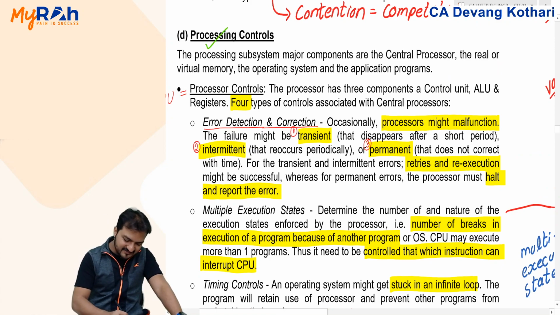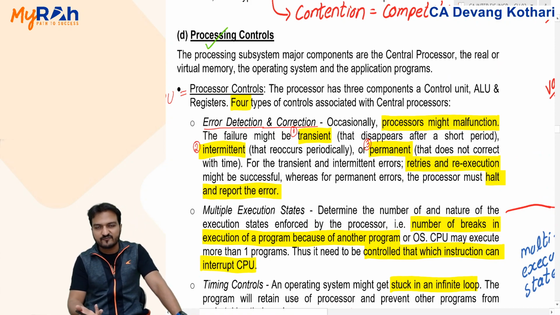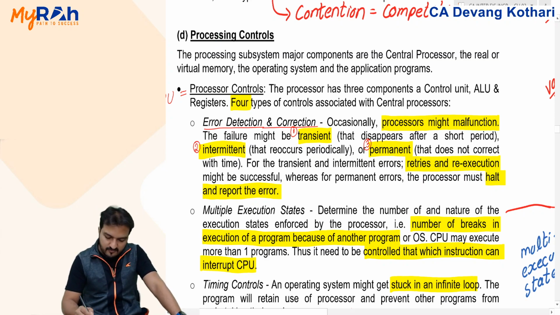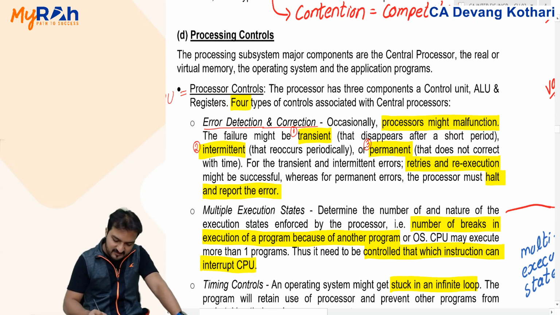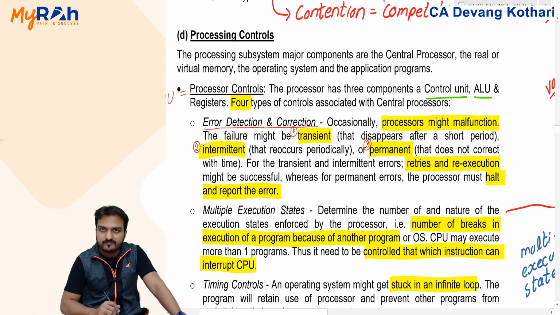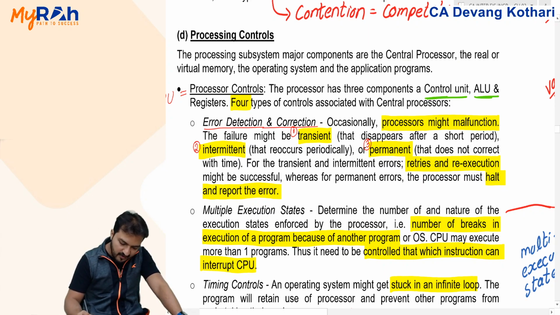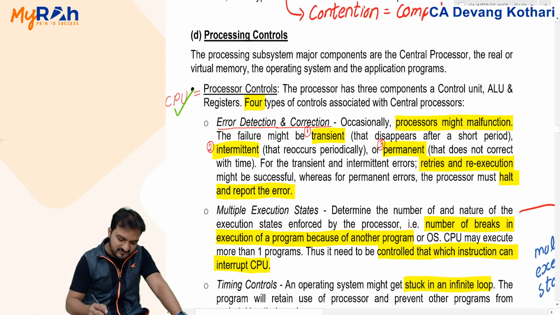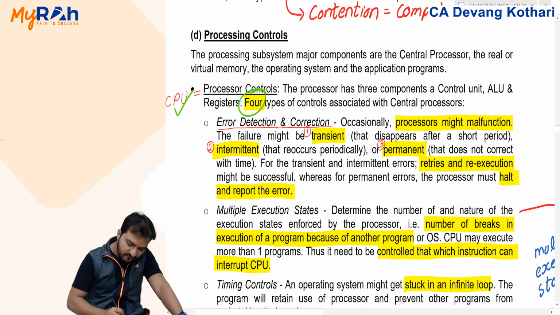Further, processing controls. Processing is the main part of any computer. Processing controls contain who does the processing? Well, the CPU does the processing, the central processor, and that CPU contains the arithmetic logical unit and control unit. Now the CPU contains control unit, ALU, and registers, three things. Processor controls are the controls pertaining to CPU related controls. Four main types of controls under that we had learned.